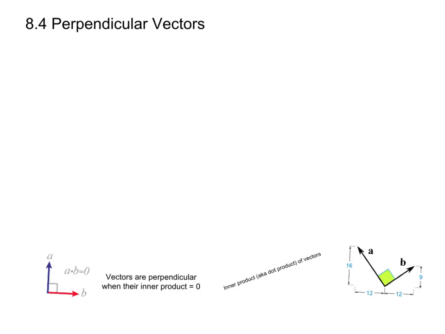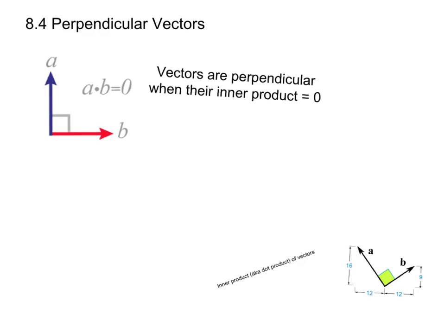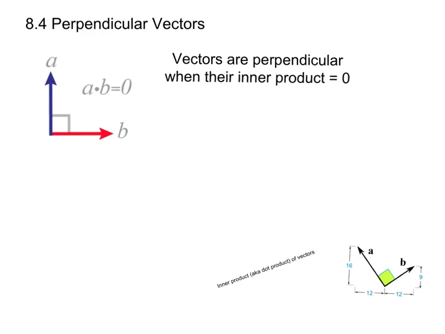Today's lesson is going to center around perpendicular vectors, vectors at a 90-degree angle. And here's a vector A and B, and they're perpendicular. If you notice this notation right here, that little dot is known as the inner product. Vectors are perpendicular when their inner product equals 0.